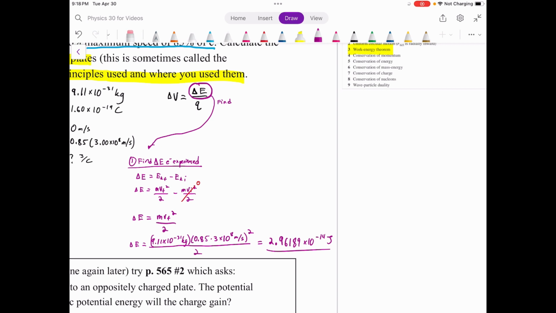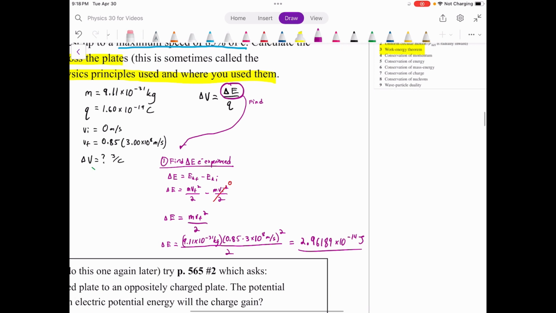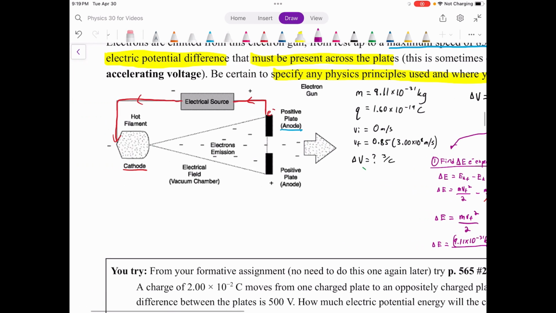Okay, now, where did that kinetic energy come from? Because energy can't be created or destroyed, right? It's always conserved. What we're applying here is the law of conservation of energy. The kinetic energy came from the fact that there's a difference in the potential energy, right? They had potential energy here. They have less potential energy here.